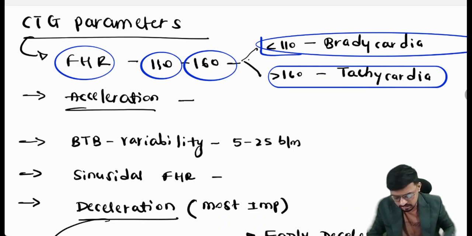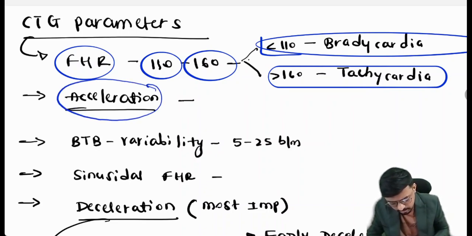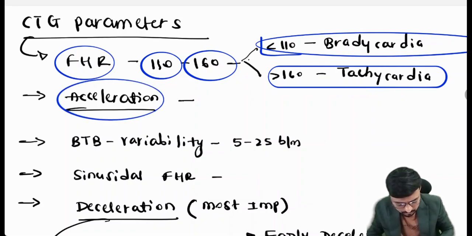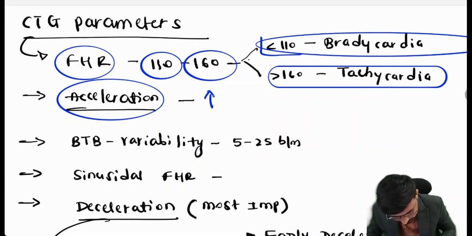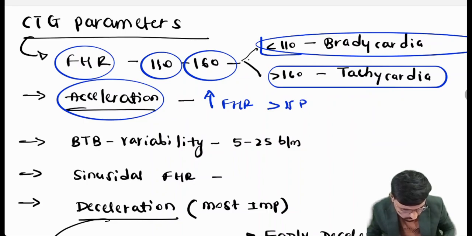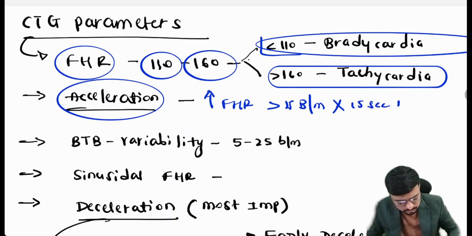Very important thing, right? So the acceleration should be normally present. That will be an increased fetal heart rate of more than 15 beats per minute for 15 seconds. So this is the acceleration, it should be normally present.